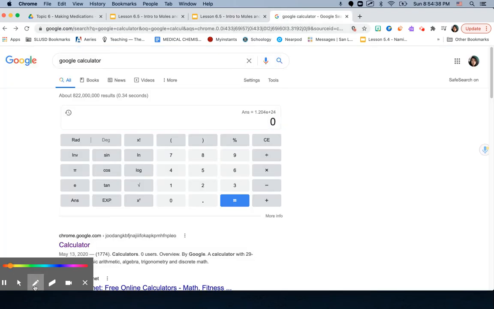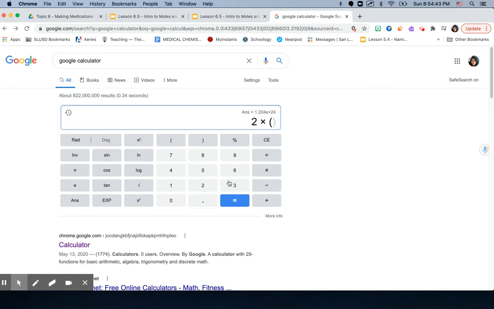Okay, so let's type everything in. So we have 2 times 6.02 times 10, and then exponent. To get to exponent, I'm going to click on this one. 10 to the power of 23, close parentheses, equal. So I get this kind of weird looking number, 1.204 e plus 24.